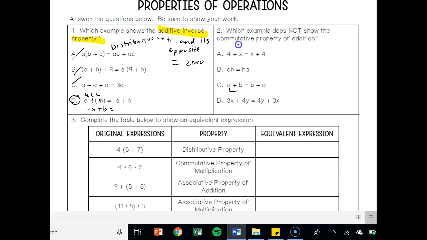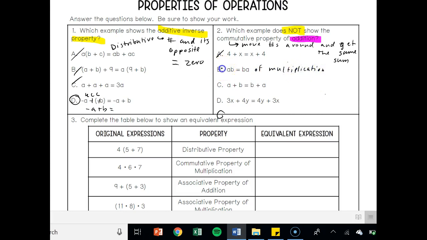Number 2, which does not show, and not is the key word, the commutative property of addition. Commutative property, move numbers around and get the same sum. So the order does not matter, right? So 4 plus x is equal to x plus 4. Yeah, that's right. A times b is equal to b times a. That looks right, but is it the commutative property of addition? No, this is the commutative property of multiplication. So this is our correct answer because it's the one that does not show.